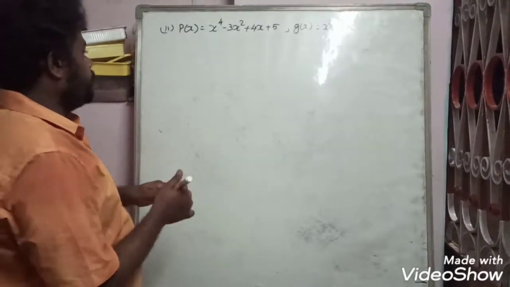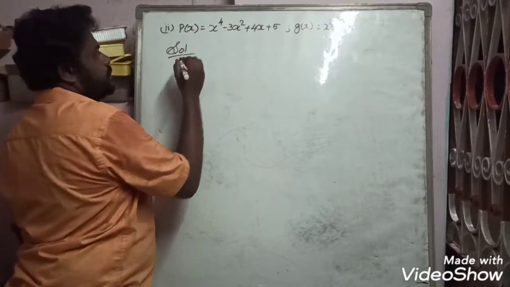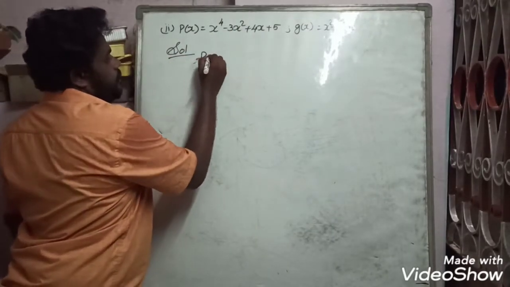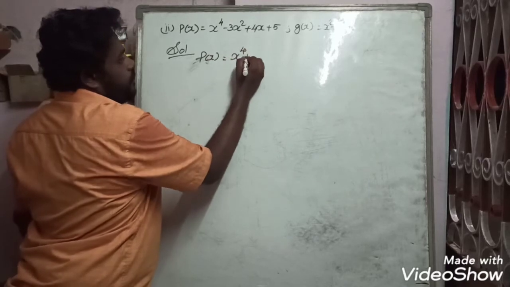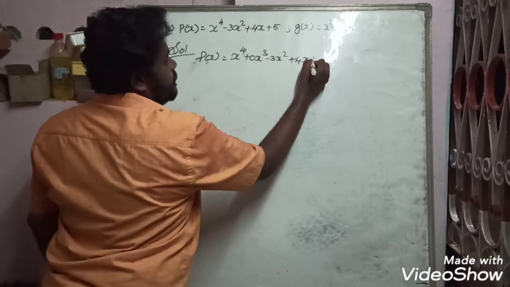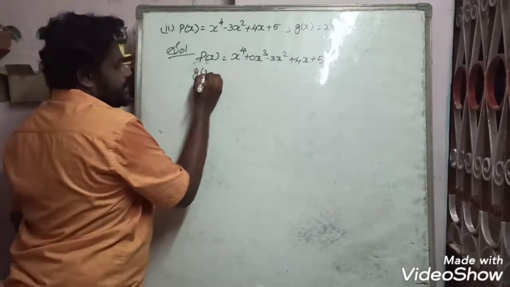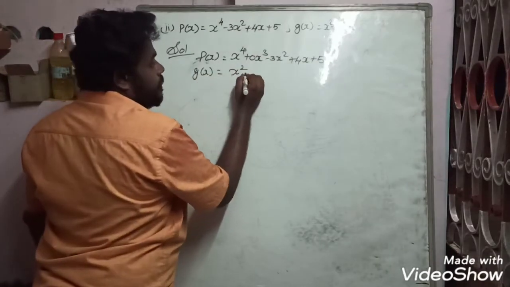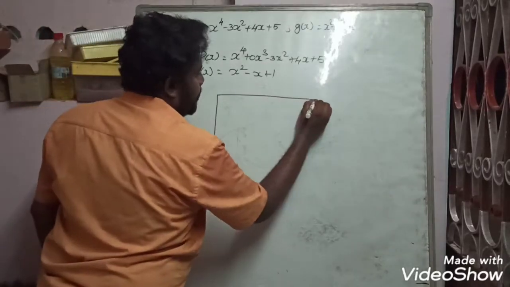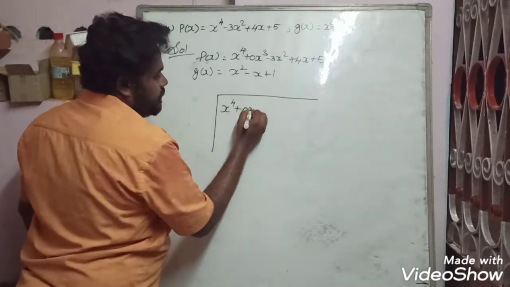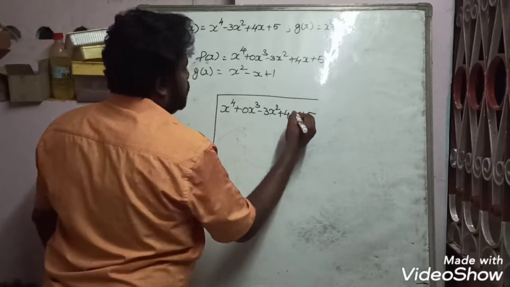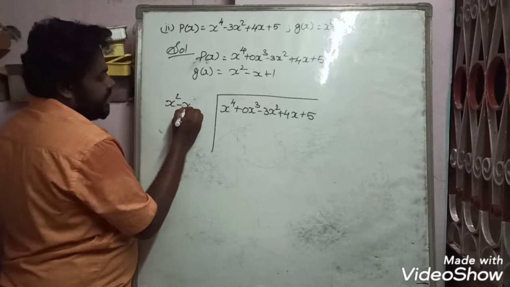Now we see question number 2. Solution. Here x power 4 is there. Here x power 3 is not there. Because of that, p of x equal to x power 4 plus 0 x power 3 minus 3x square plus 4x plus 5. And then g of x written in the form x square minus x plus 1. So now as usual dividing method. x power 4 plus 0 x cube minus 3x square plus 4x plus 5. This one can be divided by x square minus x plus 1.